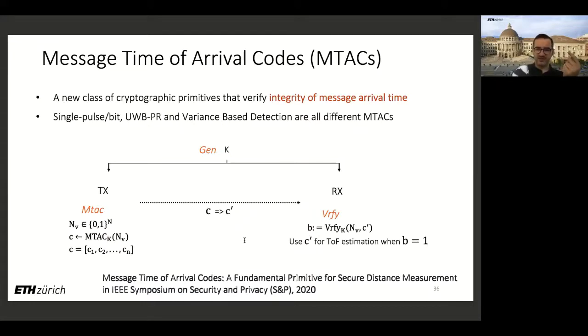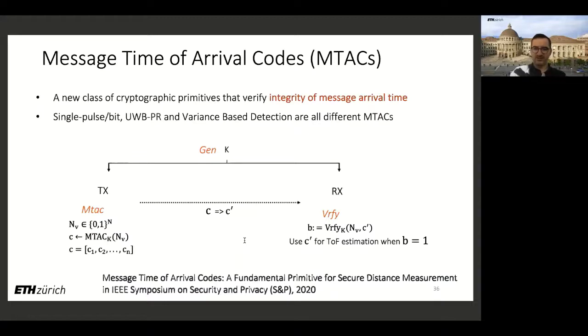Which is a problem which is different from the problem of message authentication, right? When you're trying to check if the integrity of the message arrival time is violated instead of the message content, that's a different problem altogether, right? And for that we need what we call message time of arrival codes, right?